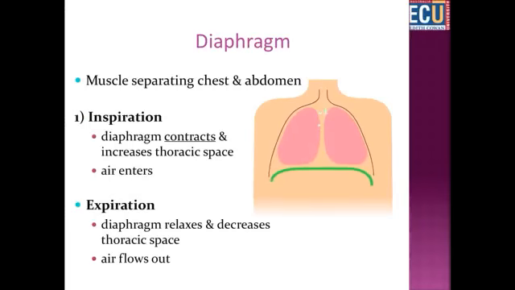So this is the muscle separating the chest and the abdomen. Now, inspiration, the diaphragm contracts and increases the thoracic space. Air then enters the lung capacity. We then have expiration, which is when the diaphragm relaxes and decreases the thoracic space. Air flows out.